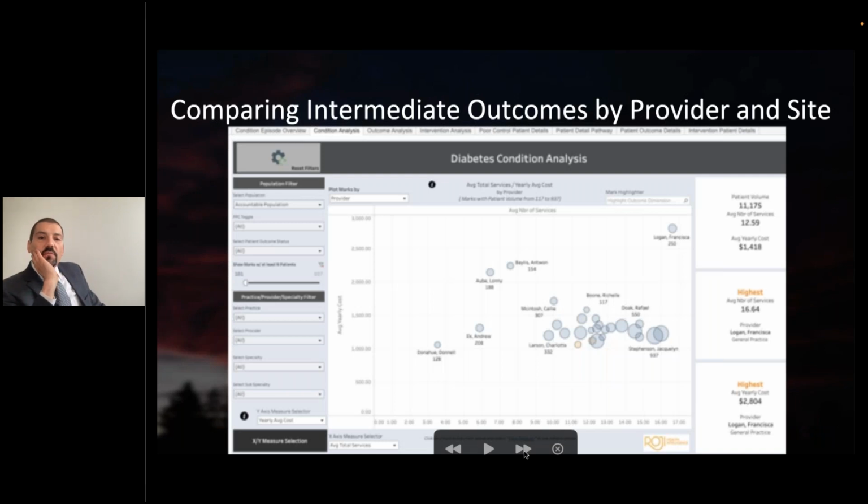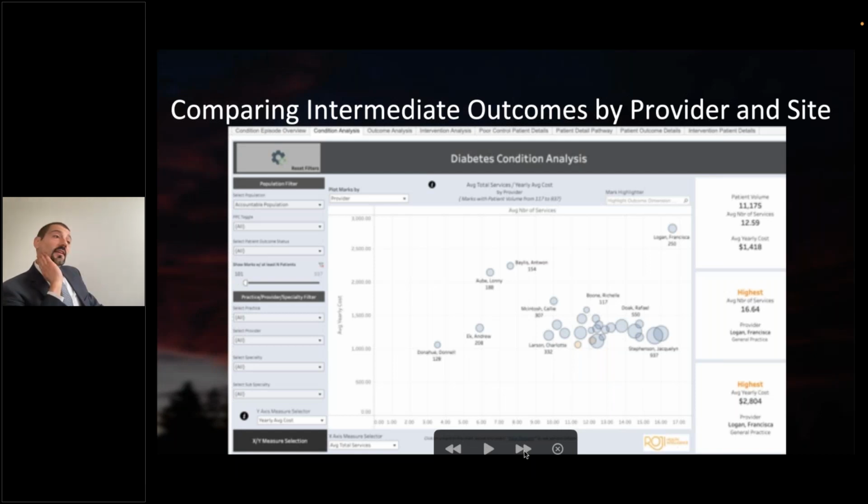So here's something that I had mentioned previously about comparing intermediate outcomes by provider and site. We're looking at diabetes here. The example that I had given previously with blood pressure looks exactly like this, and that client was able to see exactly who the providers were whose blood pressures were out of that middle grouping, and the light bulb just went off. They said, "Oh my gosh, this is the new staff. They haven't been trained," and it was something that they could take immediate action on.